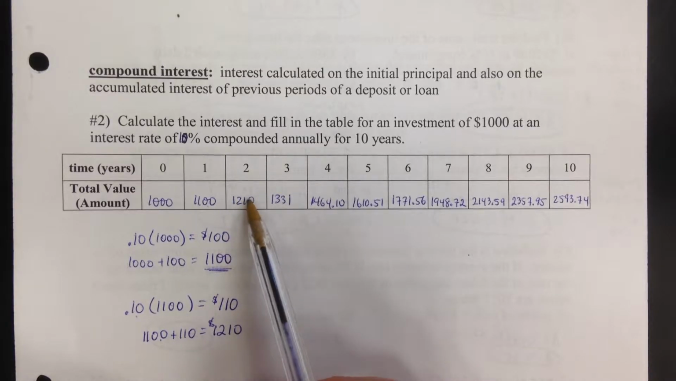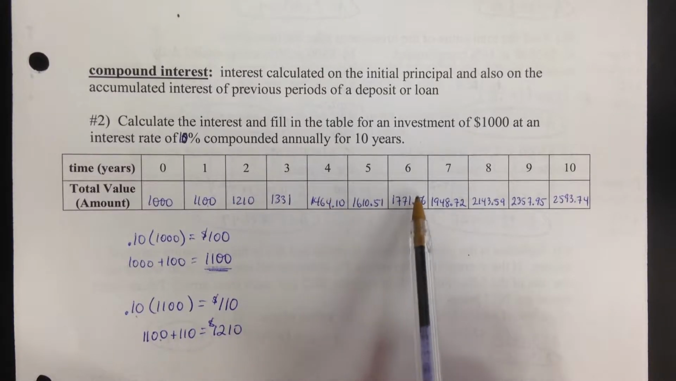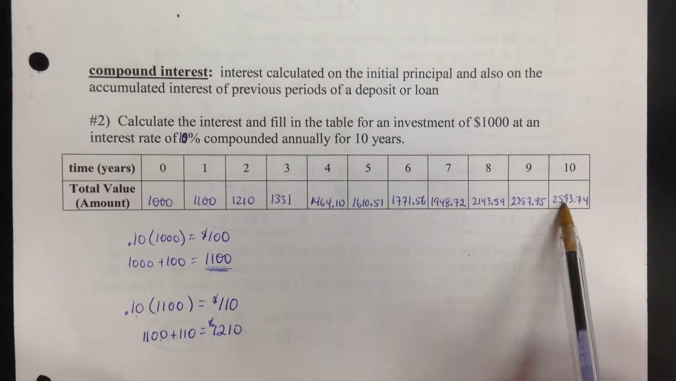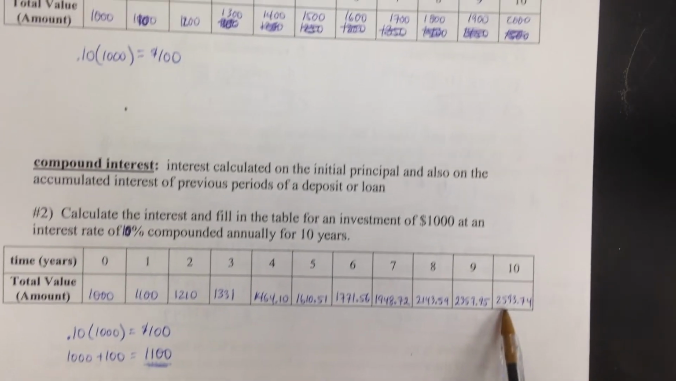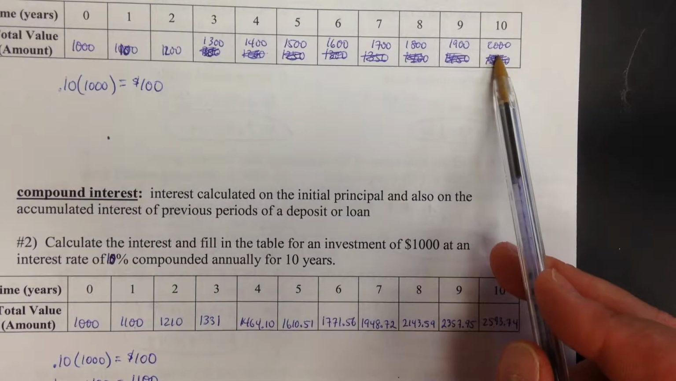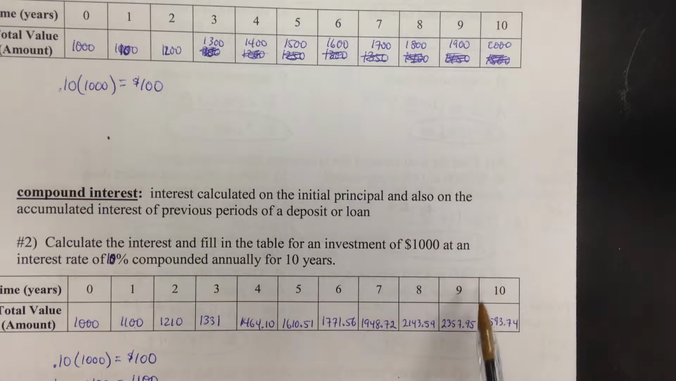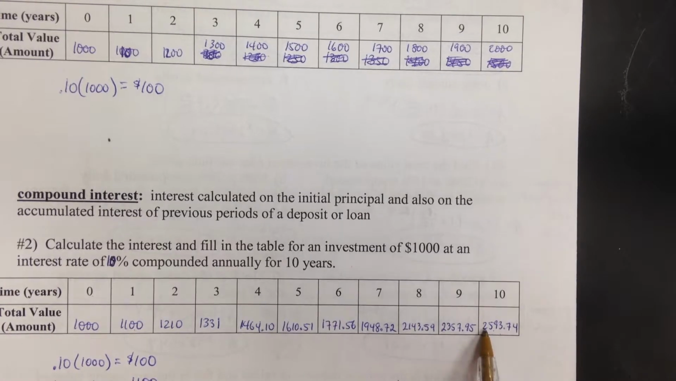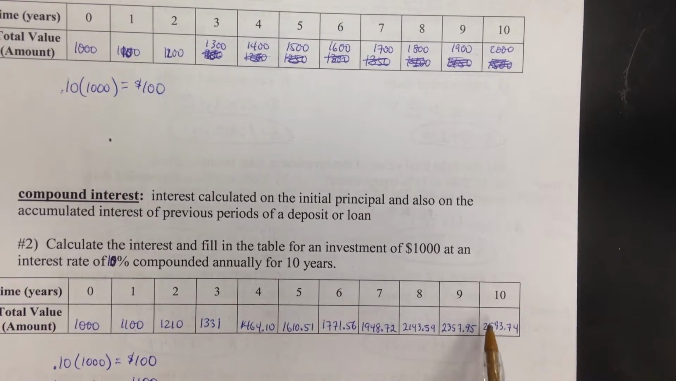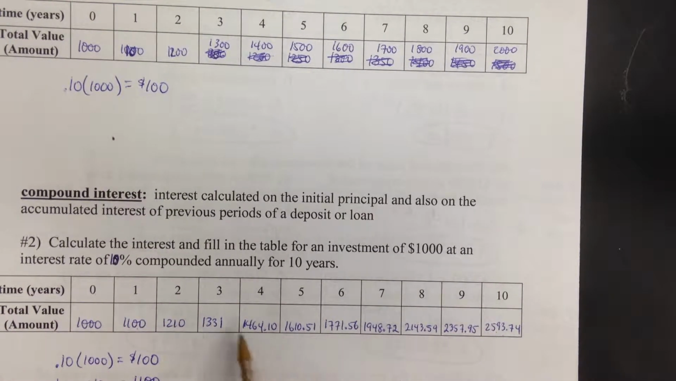So with compound interest, by the time we get to the 10th year, that $1,000 has become $2,593.74. Under simple interest, it was $2,000. So what compound interest does is it calculates the interest more often, and it adds it on, and your amount keeps growing, so that each time you calculate it, you have a higher principal to start with.